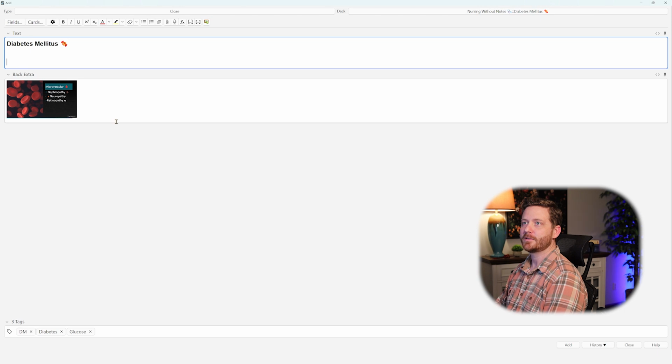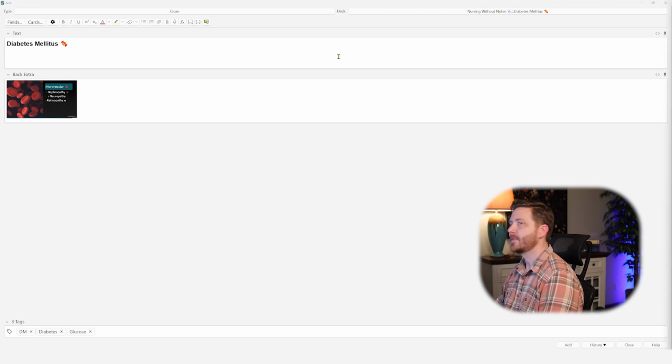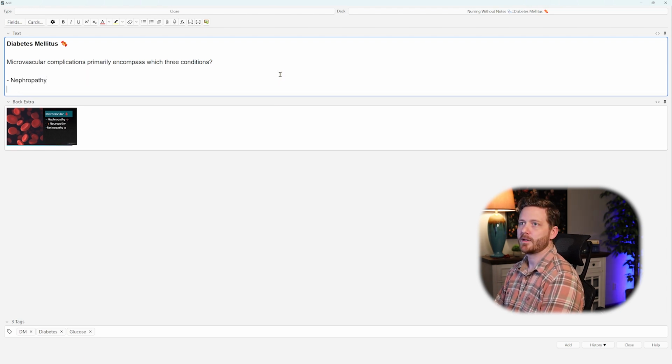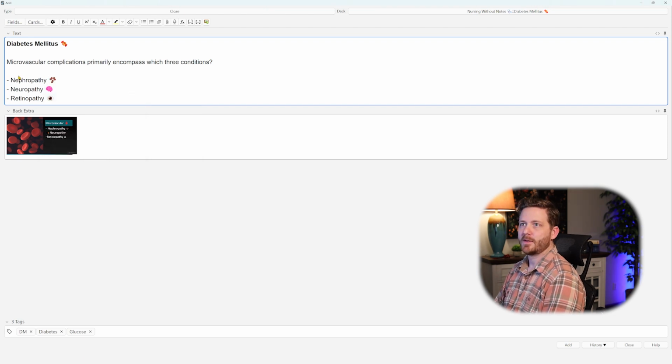All right, let's go back to Anki. And I'll grab our screenshot of our microvascular. Microvascular complications primarily encompass which three conditions? All right, let's add that.